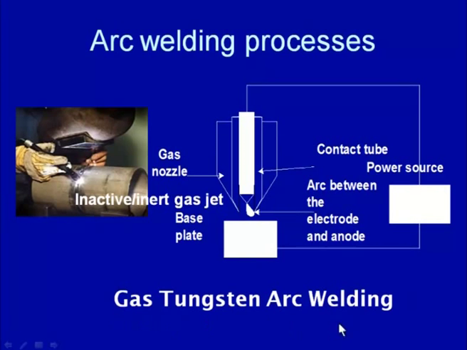Further, the shorter arc length and the use of the non-consumable electrode further help in protecting the weld pool effectively by this jet of inert gases in tungsten arc welding processes.